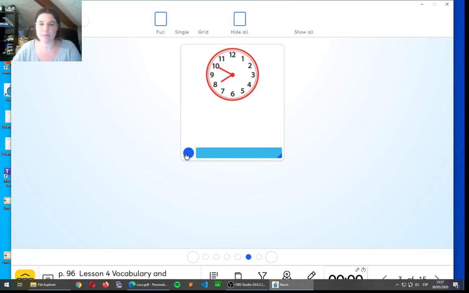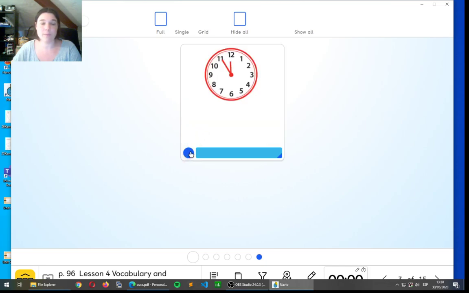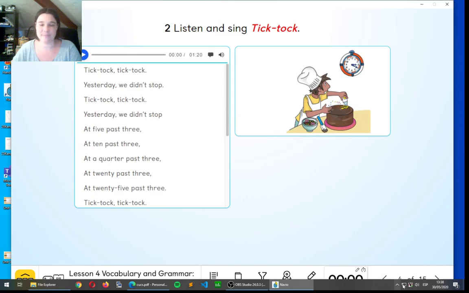This one is difficult too. 10:08. And this one? 5:12, because there's 5 minutes to 12 o'clock. So 5:12. Okay. Now, let's go to the next exercise.